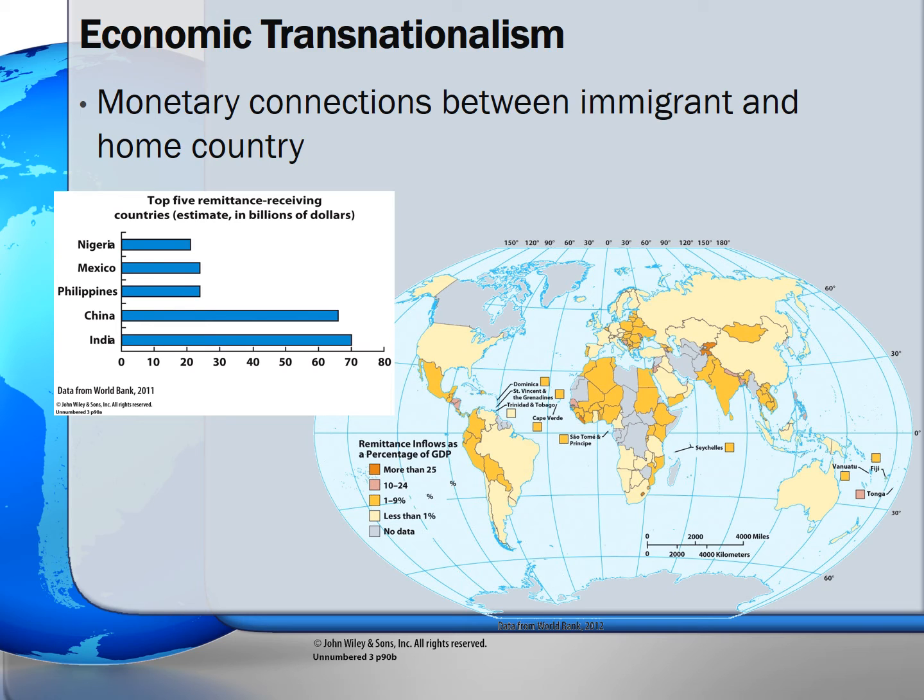The map shows remittance inflows as a percentage of GDP. In Tajikistan in Central Asia, remittances are equivalent to nearly half the country's GDP. Also, the chart shows the top 5 remittance receiving countries in 2011.